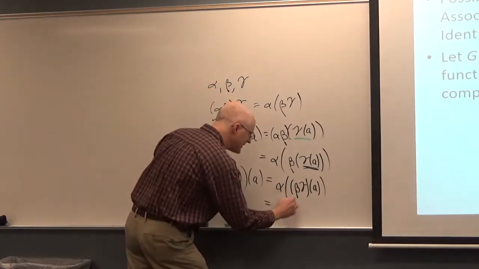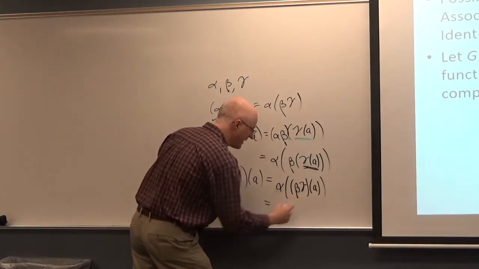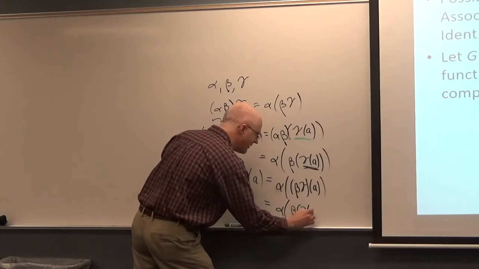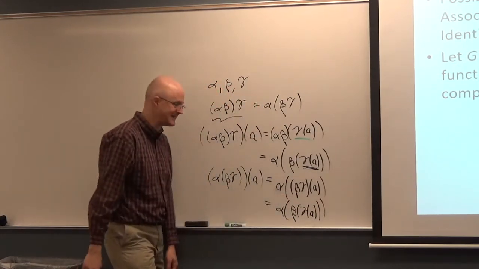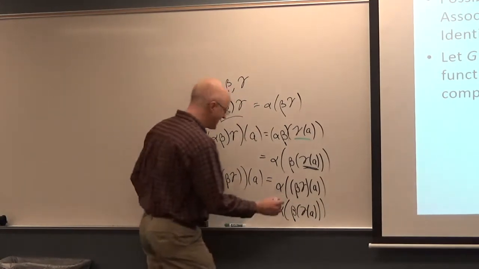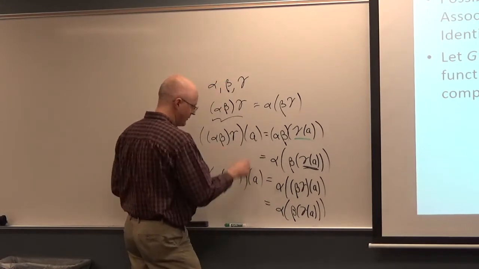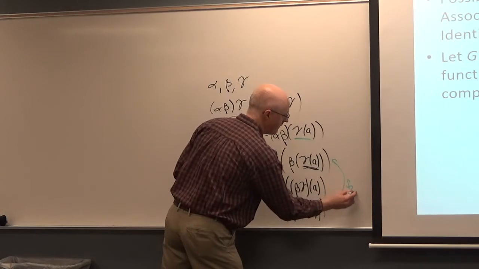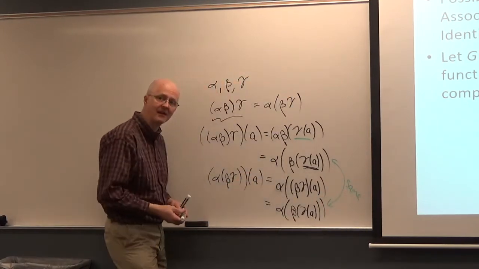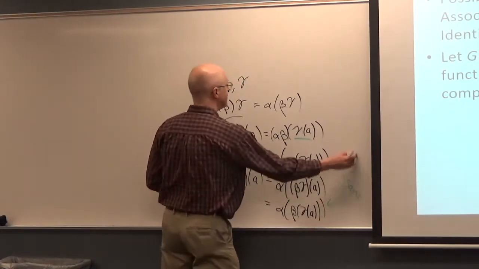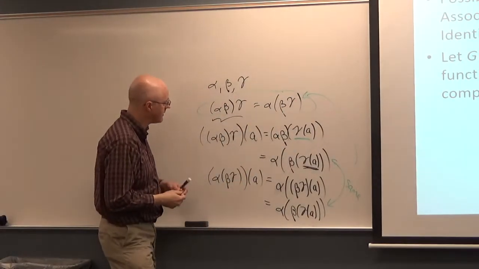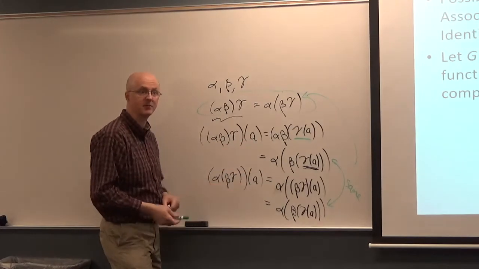But what does that mean? What does it mean to take beta gamma and apply it to A? It means do beta of gamma of A. So many parentheses. But this does give me the same answer I got doing it this way. These are the same for an arbitrary input A. And that means these functions are the same functions because they have equal outputs for an arbitrary input.